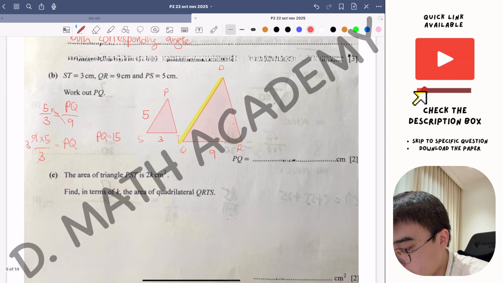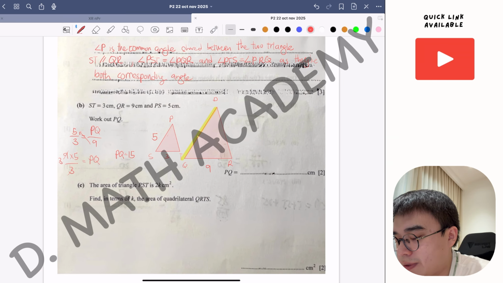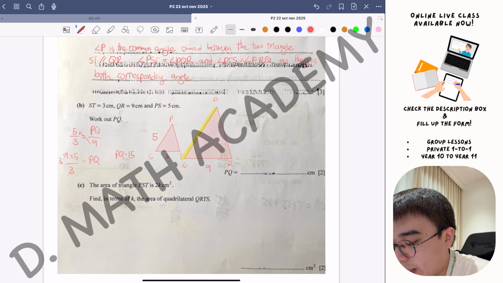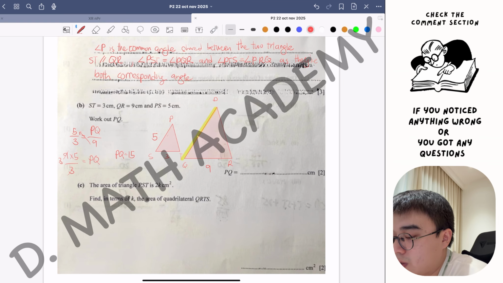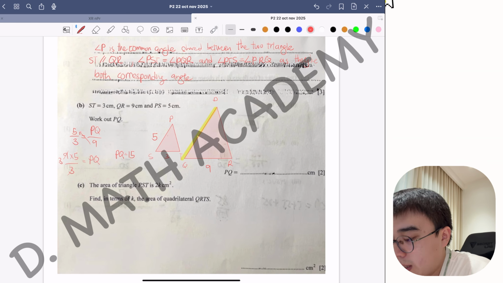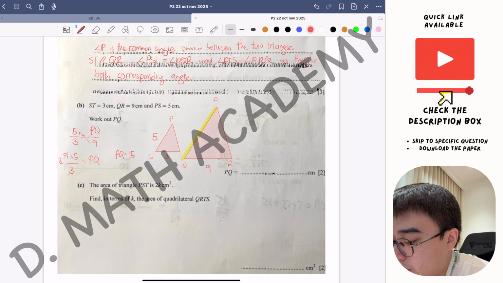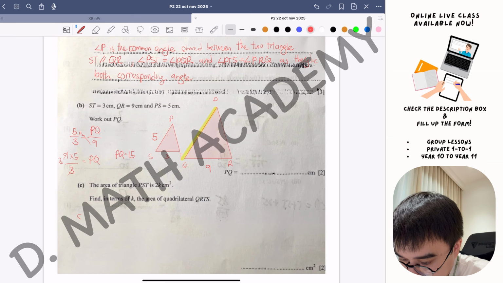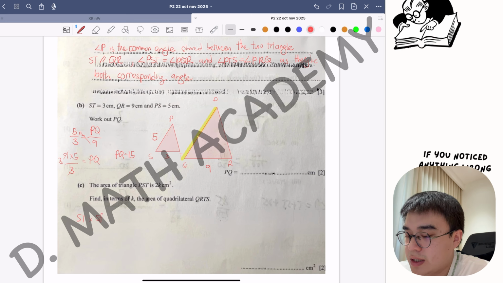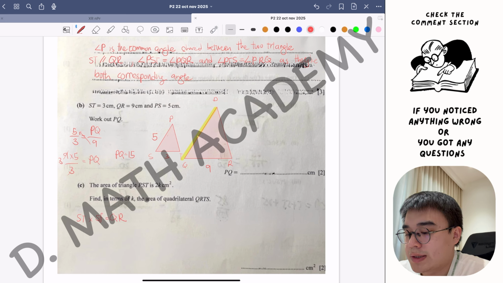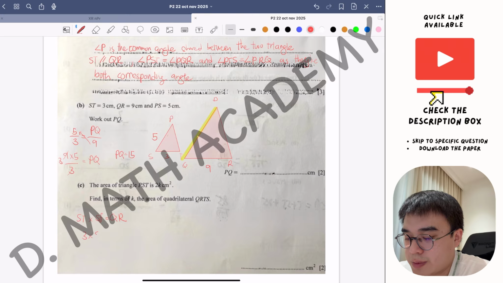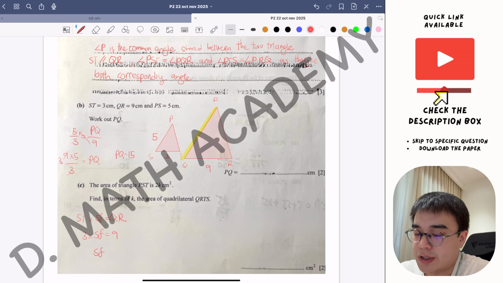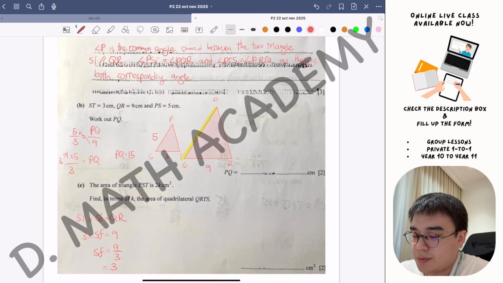Next, they say the area of triangle PST is 2k centimeter square. Find the area of the quadrilateral. So I need to find the bigger triangle first before proceeding with the area calculation. One thing for sure is that I know ST times the scale factor will become QR. So when you fill in the information, you'll be able to get 9 over 3, and it will just be 3 for the scale factor among the triangles.